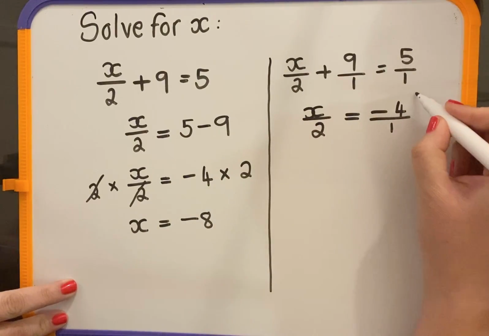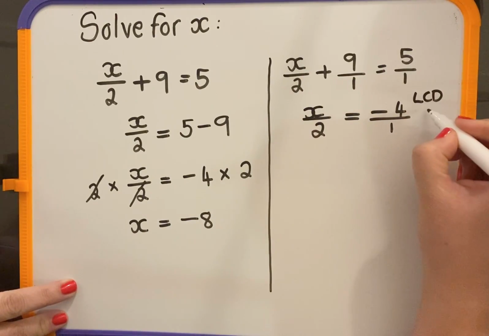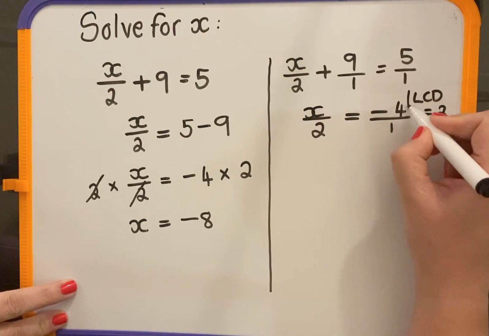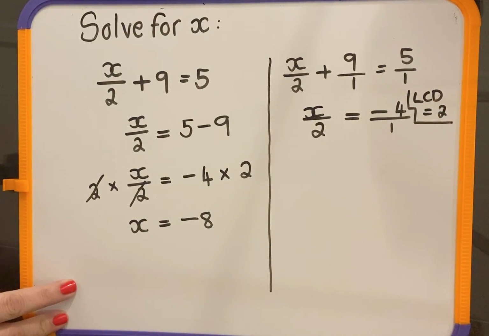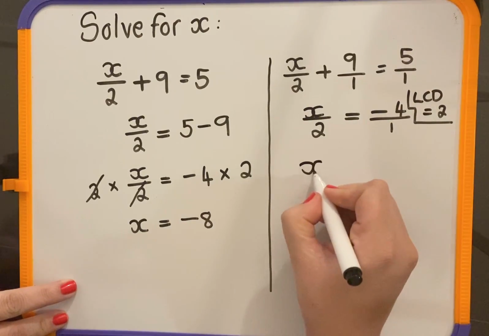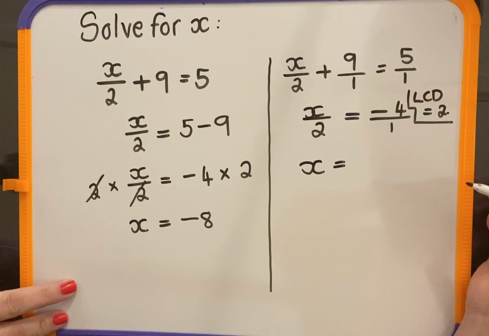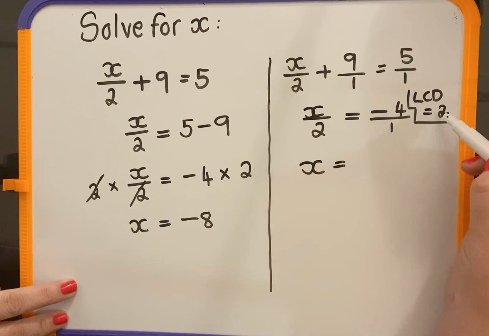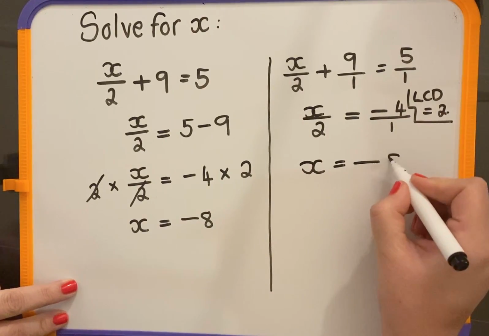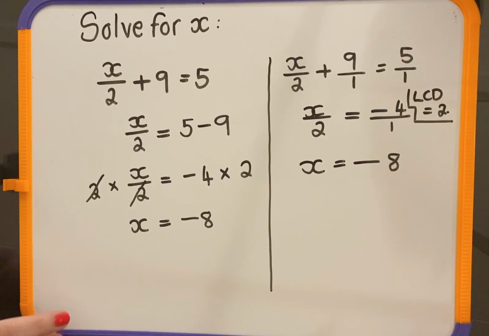What would my LCD be? It would still remain 2. Okay, I say to get from 2 to 2, I multiply by 1. So I'm left with x. To get from 1 to 2, I multiply by 2. What I do in the denominator, I have to do in the numerator. So I get minus 8. So both of these methods are absolutely perfect, and we would be happy if you used either of them.